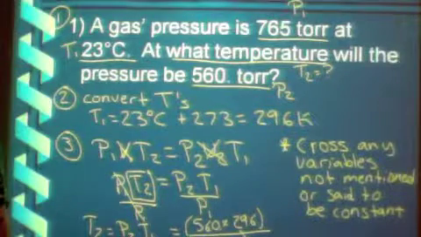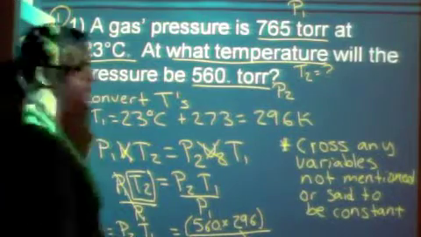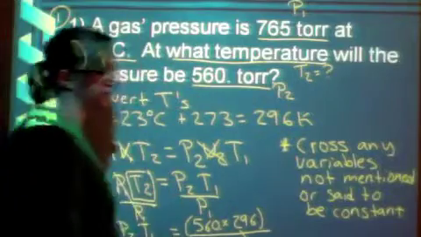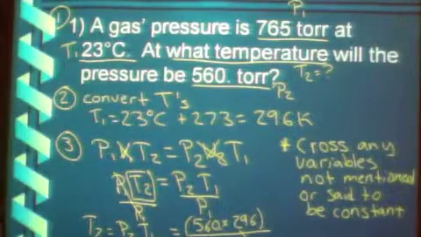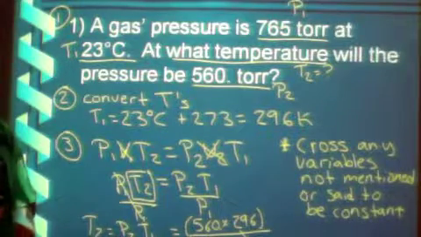Now, if I specifically ask for it to be in degrees Celsius, you would simply take this 217 and subtract 273, and you would get negative 56 degrees Celsius. But I didn't ask for a specific unit, so therefore just putting 217 is fine.